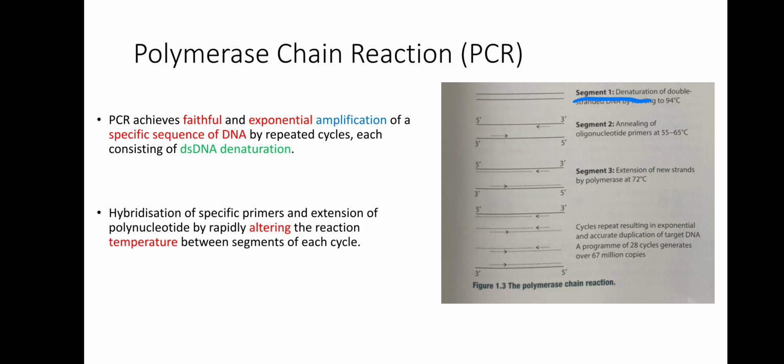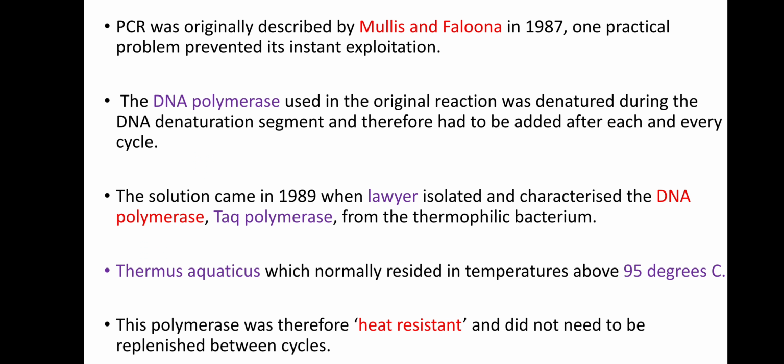Step 1, denaturation; step 2, annealing; step 3, extension. These cycles repeat, resulting in exponential and accurate duplication of target DNA. A program of 28 cycles generates over 67 million copies. Polymerase chain reaction was originally described by Mullis and Faloona in 1987, when a practical problem prevented its instant exploitation.